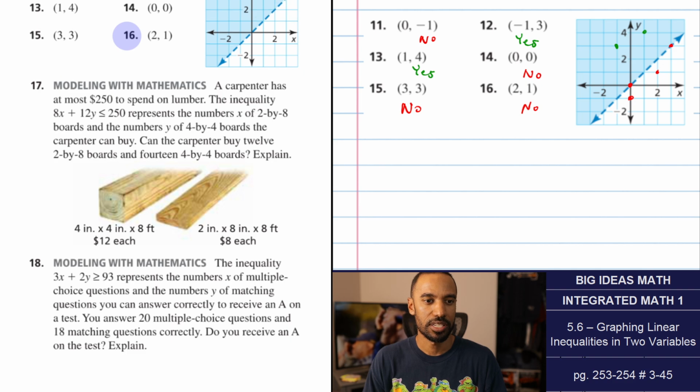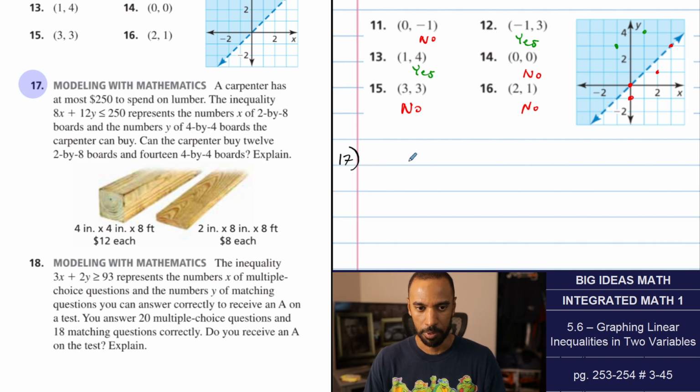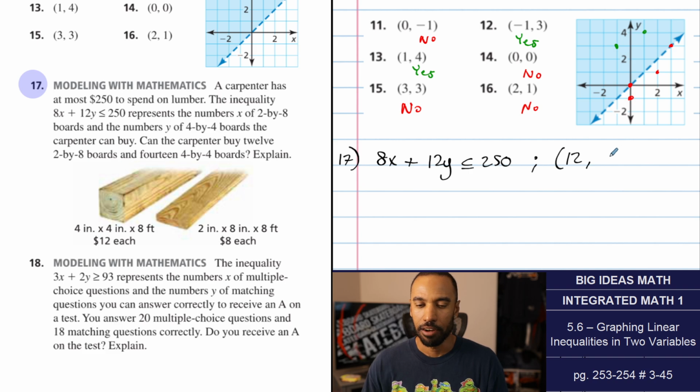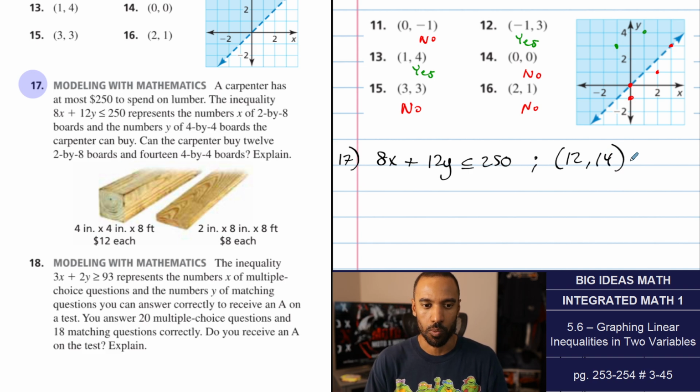Okay, numbers 17 and 18 are word problems. A carpenter has at most $250 to spend on lumber. The inequality 8x plus 12y is less than or equal to 250 represents the numbers x of 2x8 boards and the numbers y of 4x4 boards the carpenter can buy. Can the carpenter buy 12 2x8 boards, that's x, and 14 4x4 boards, that's y?